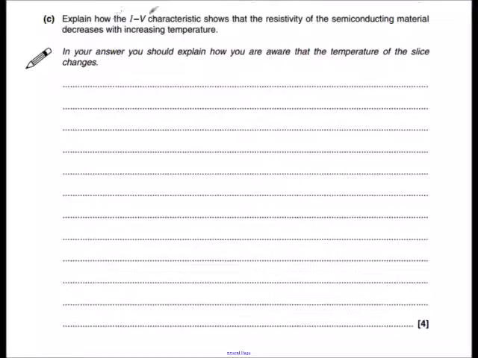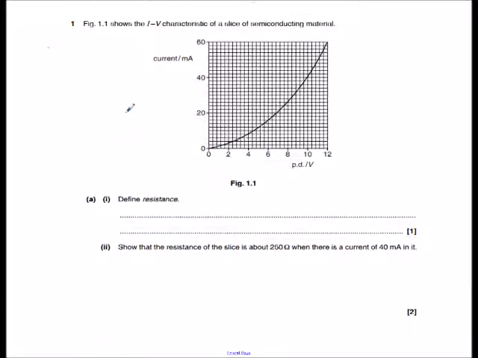It says explain how the IV characteristic shows that the resistivity of the semiconducting material decreases with increasing temperature. And then it says in your answer you should explain how you are aware that the temperature changes. Okay, a lot of people have struggled with this particular question, so I'm just going to go through it in a bit more depth than I would do normally. Okay, so let's have a look.